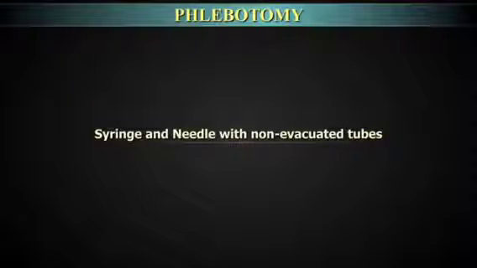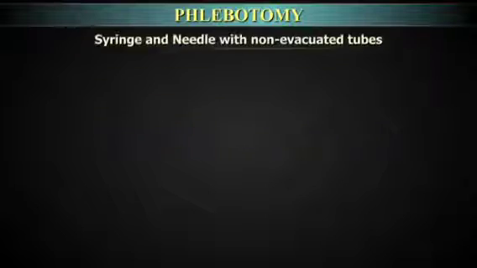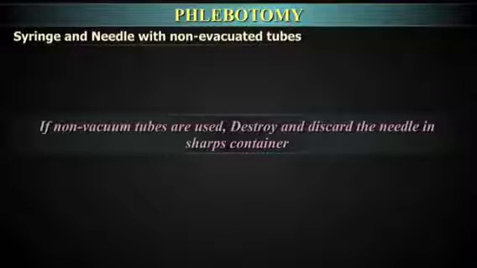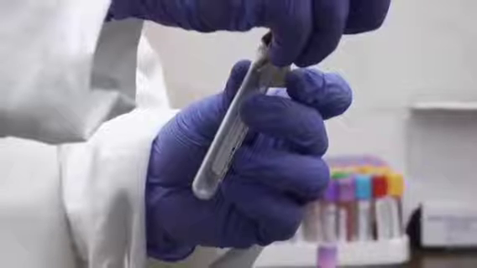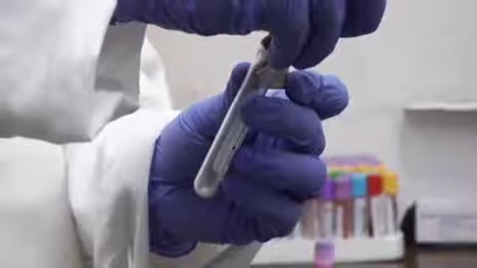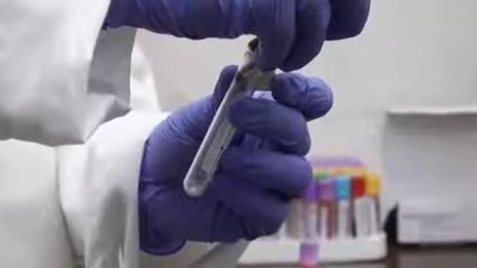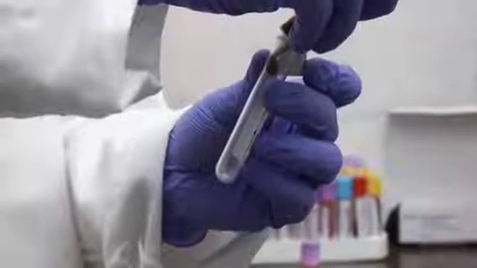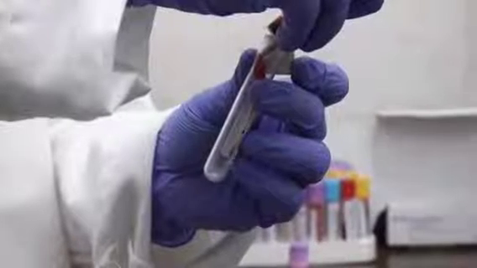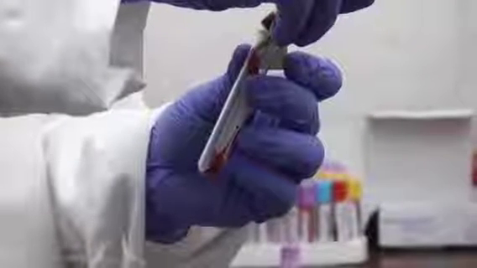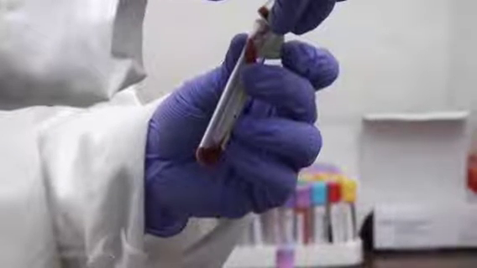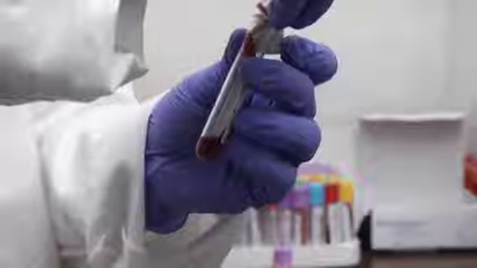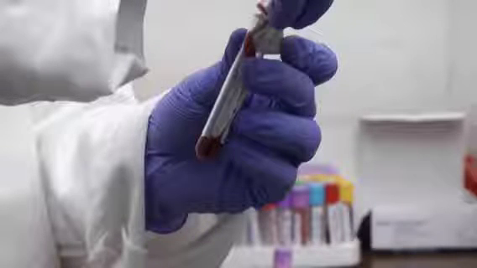When using syringe and needle with non-evacuated tubes, first remove and discard the needle in a sharps container. Now transfer the blood into the non-vacuum tubes. Remove the cap of the container and gently transfer specimen into it by pushing the plunger. Blood should be allowed to smoothly flow from the side of the walls of the tube while ensuring that there is no froth formation during the transfer process.